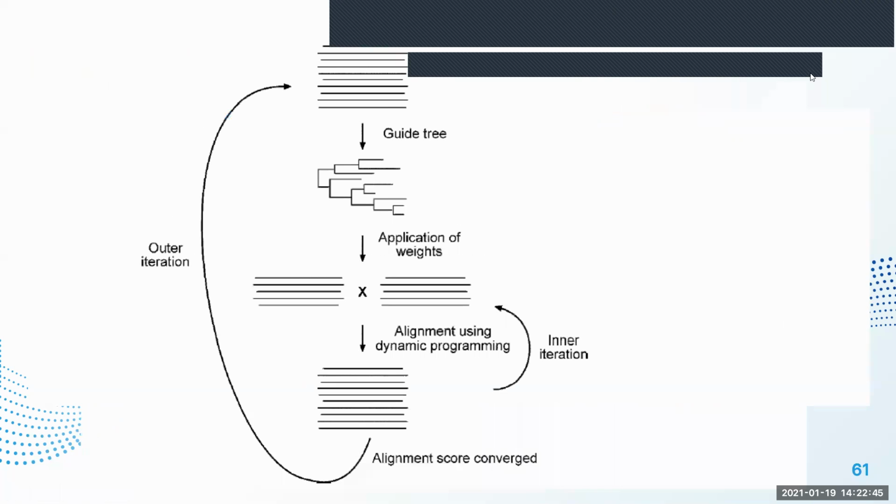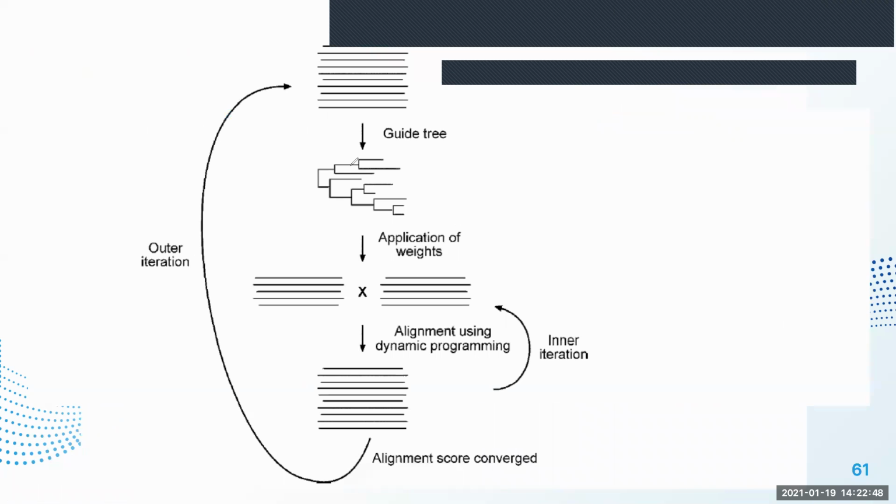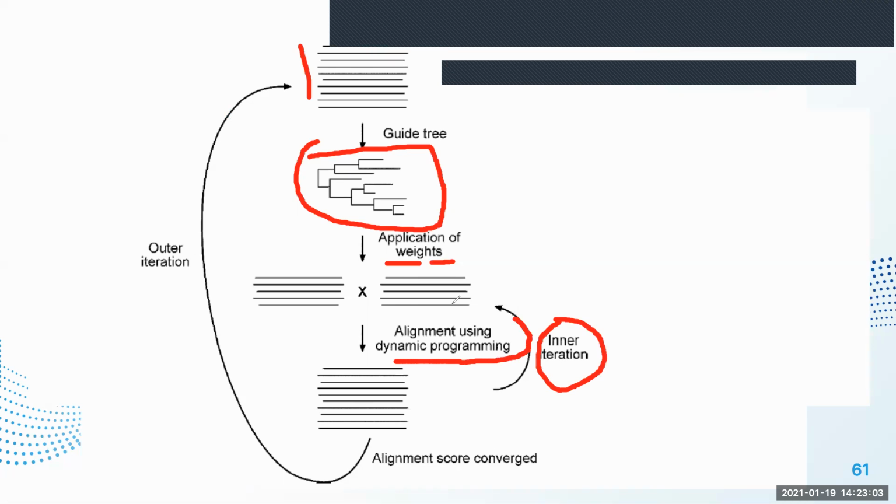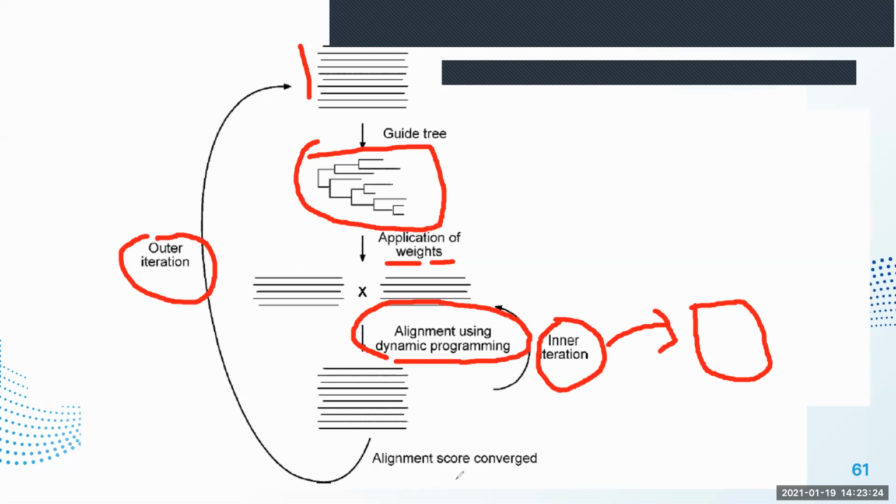So the algorithm will look like this. You have a set of sequences, you make the guide tree, then you can have either weights or something like that. It has an inner iteration. In the inner iteration, you dynamically align these things and try to get the optimal alignment for this sub problem. When the iteration is done, you finally have the most optimal sub problem solution. Then if it converges, you go for the outer iteration.